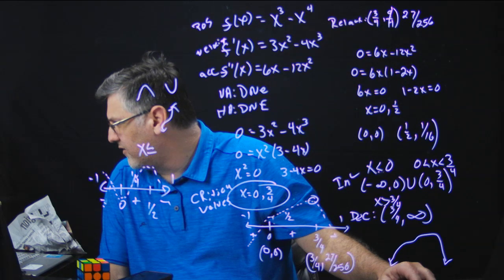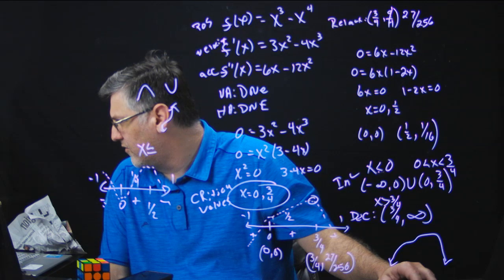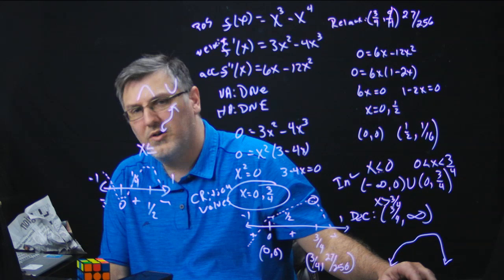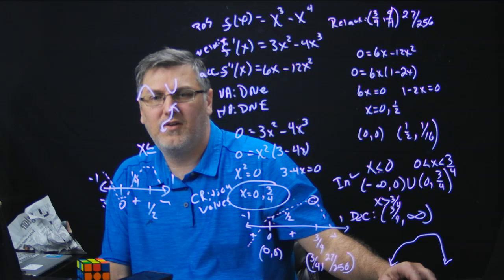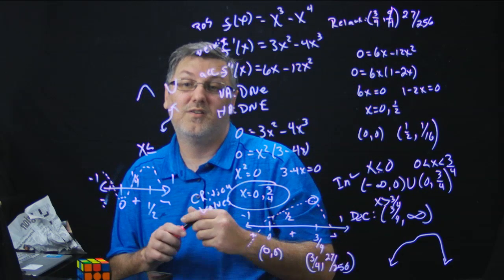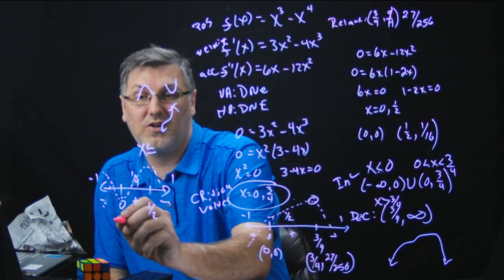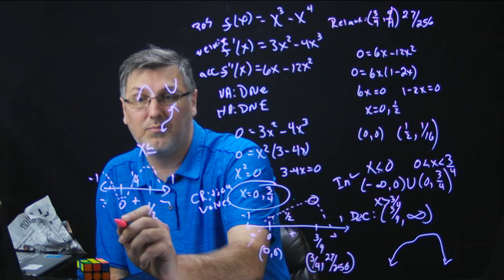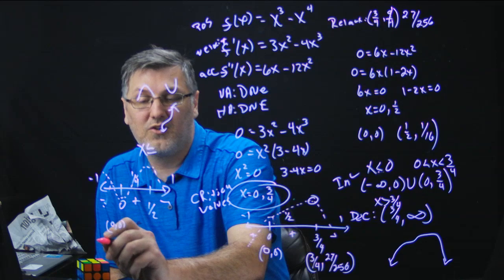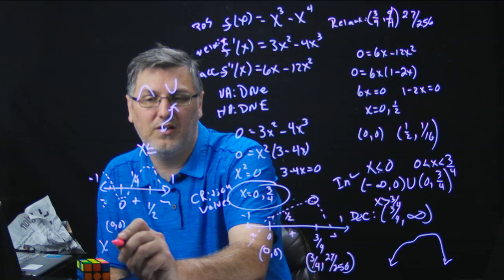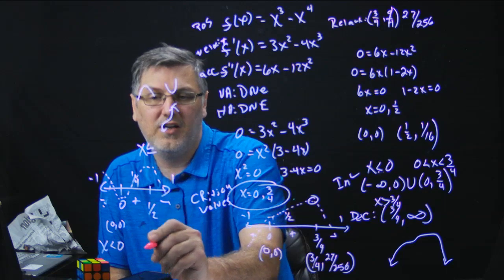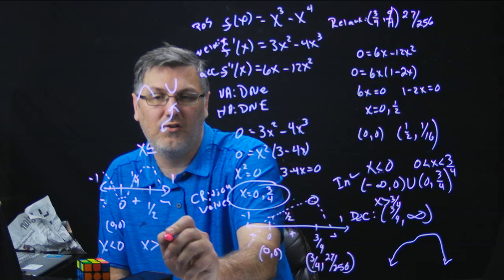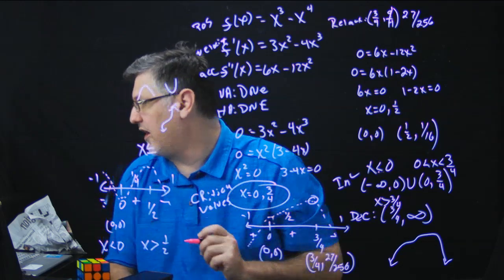Concave down when x is less than 0 and x is greater than 1/2. Look, your concave down is from negative infinity. So this part right here, which I plug back into position, I get 0, 0. It's concave down, x is going to be less than 0. And here, x is greater than 1/2. Those are your concave downs.